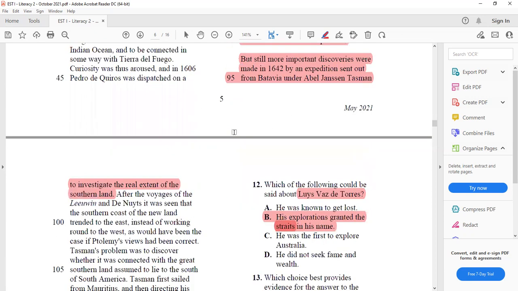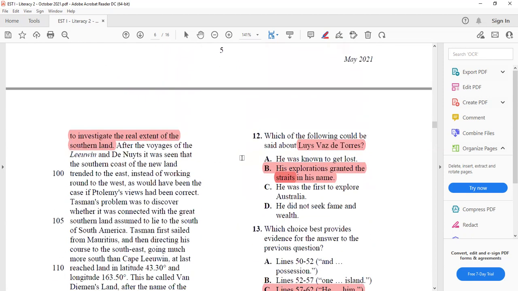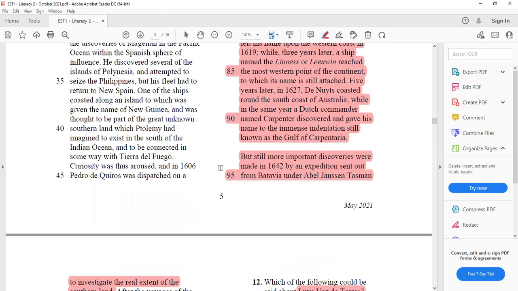Let's go now to line 103 to 106, from "Tasman's" till "America". Tasman's problem was to discover whether it was connected with the great southern land assumed to lie to the south of South America. No, it doesn't mention Dutch. It doesn't mention anything related to something that the historian can find. So now we have the answer that they come after each other, B or C.